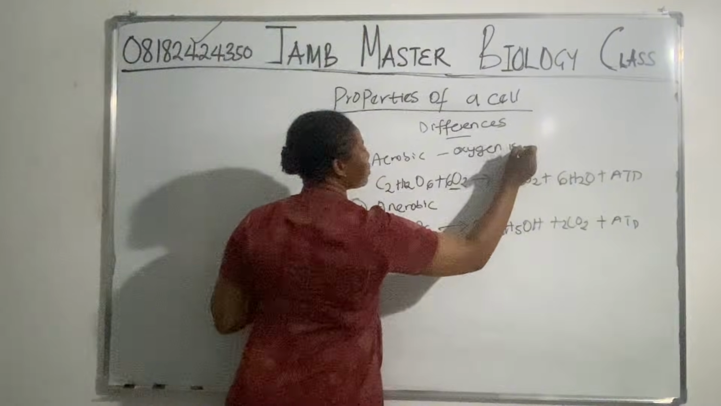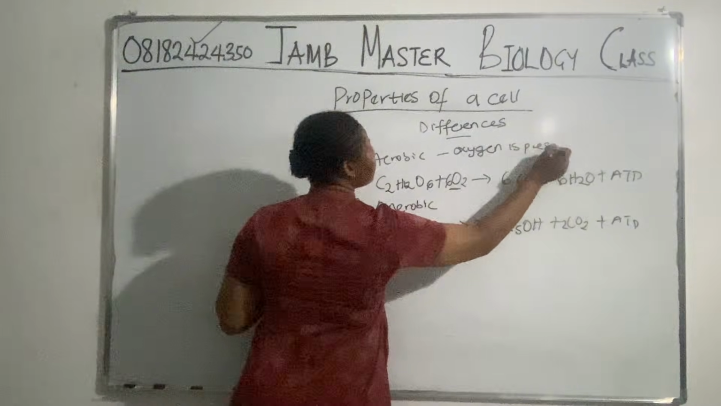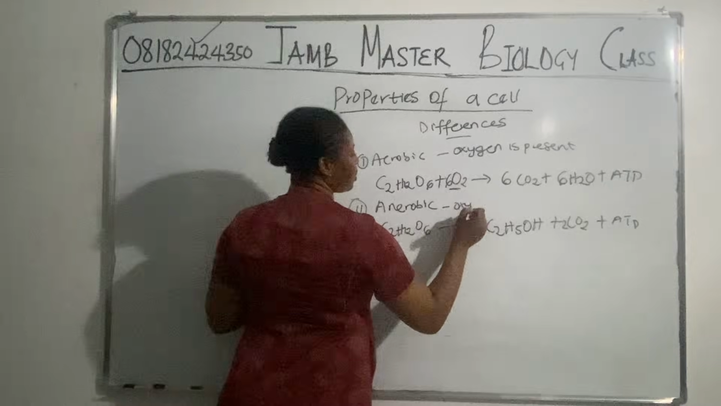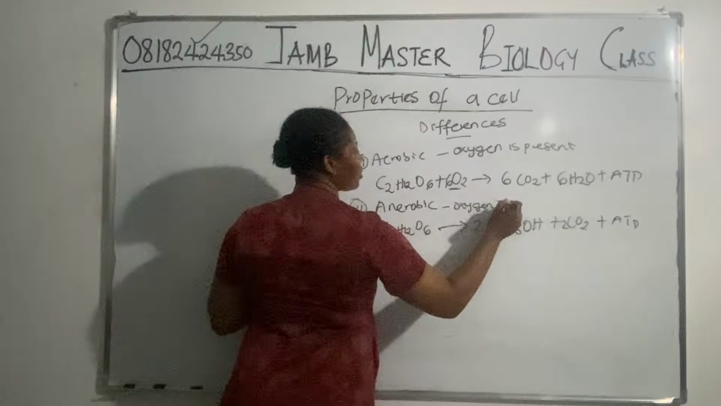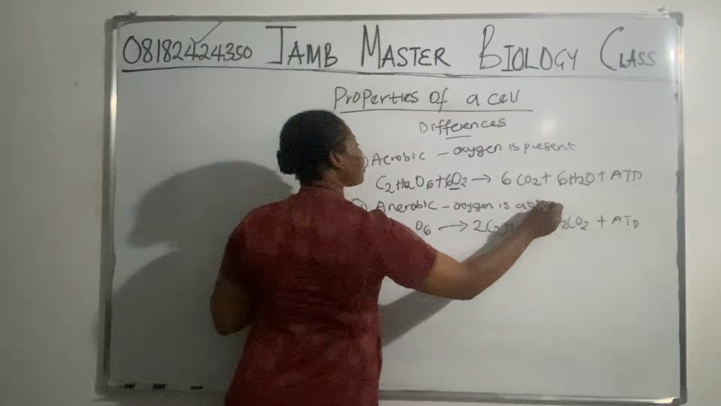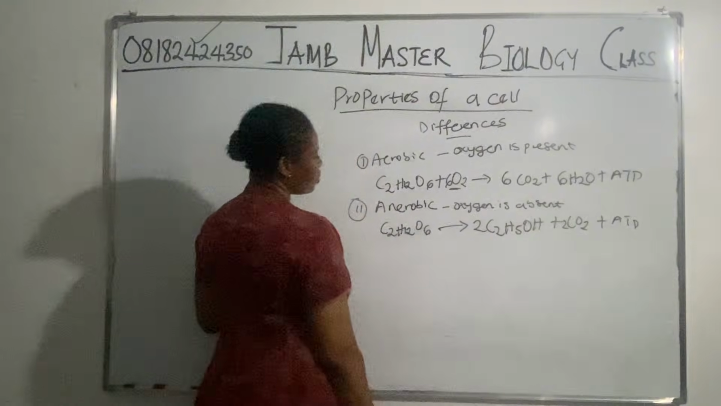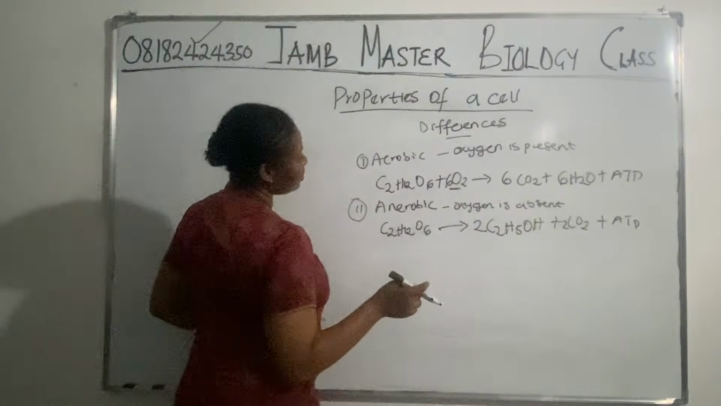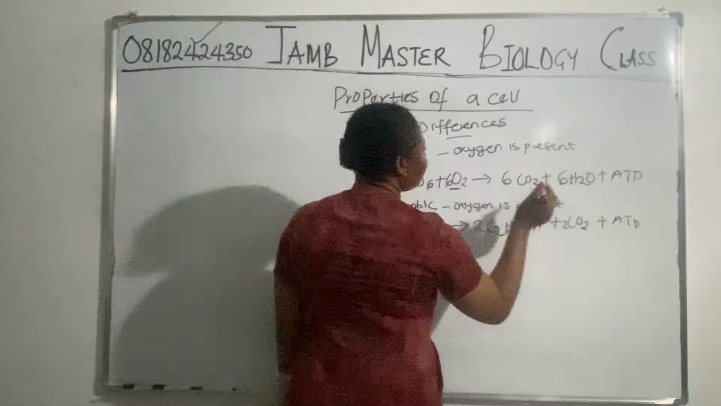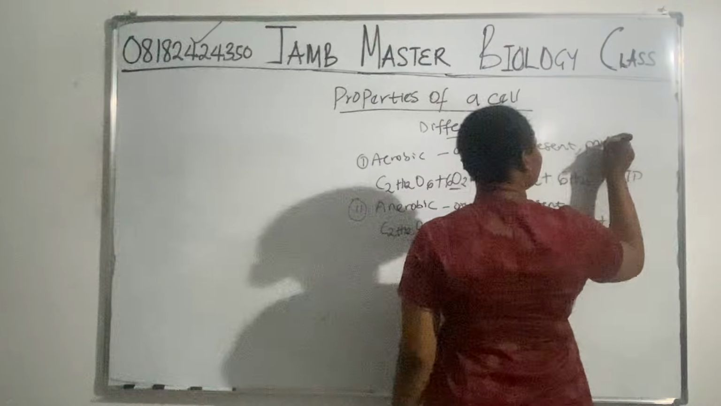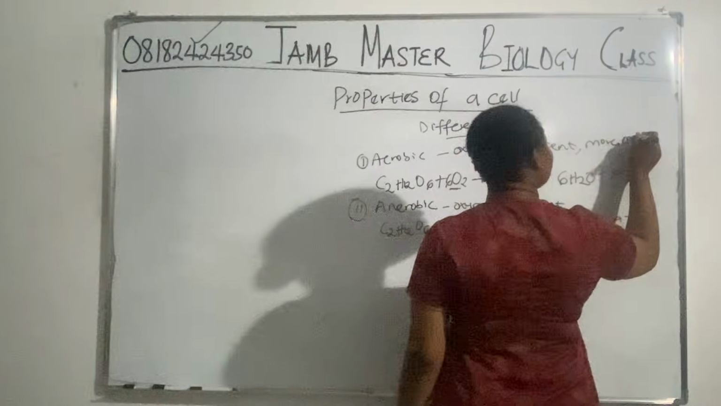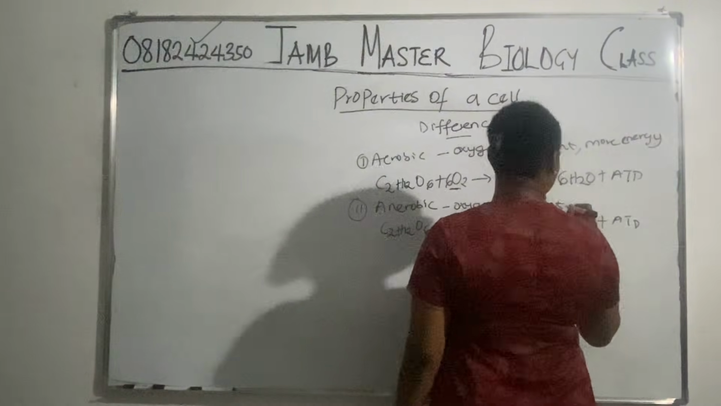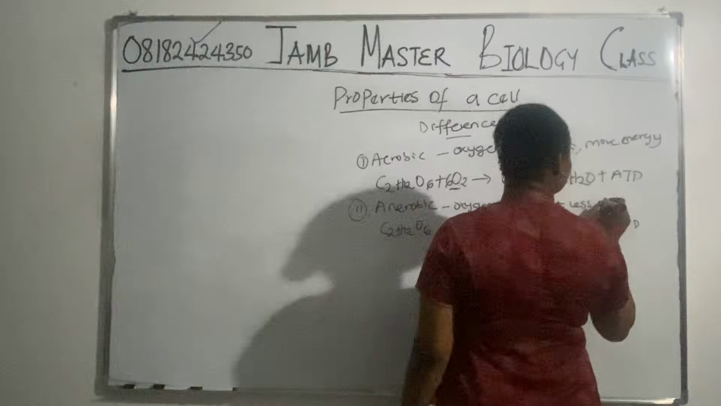Anaerobic, oxygen is absent. So the first is that in aerobic, oxygen is present, and in anaerobic, oxygen is absent. Right? So look at it. Oxygen is here, no oxygen here. The next difference is this. More energy will be released here. Here is going to be less energy.